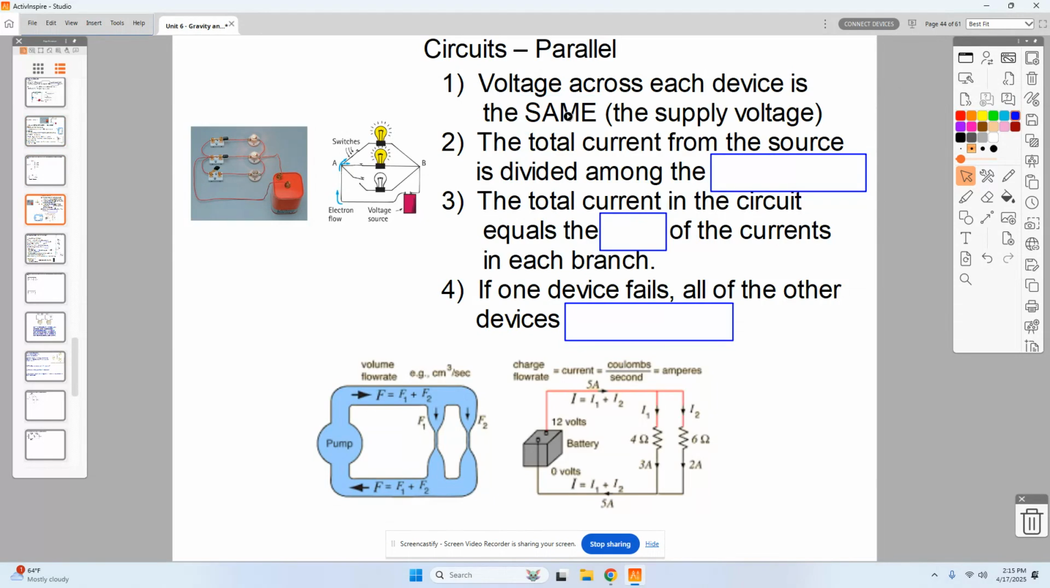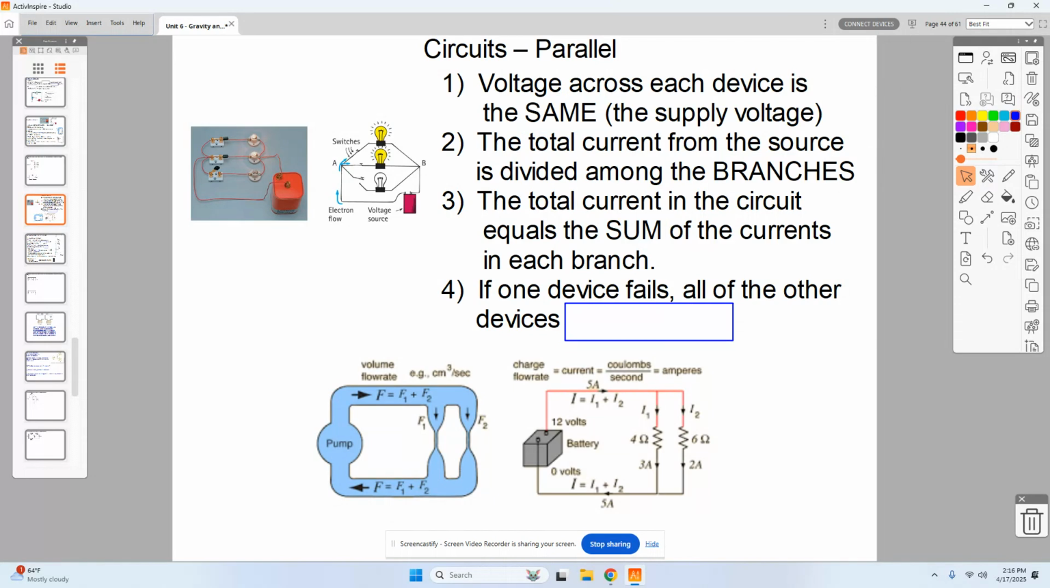Voltage across each device here is the same. Because each light bulb is connected to the terminals of that battery, we would say that each of them gets the same supply voltage. The total current from the source is divided amongst the various branches. Whereas series circuits had the voltage divided amongst the devices, here we have the current divided. Because they're in a parallel arrangement, the current is divided amongst them. Total current in the circuit is equal to the sum of the currents in each branch.